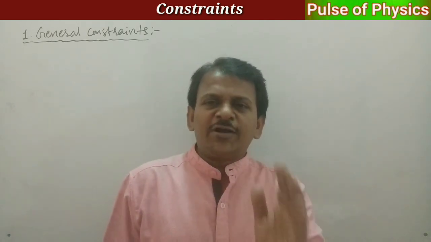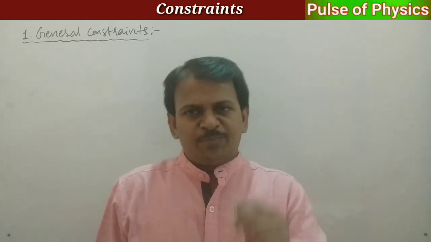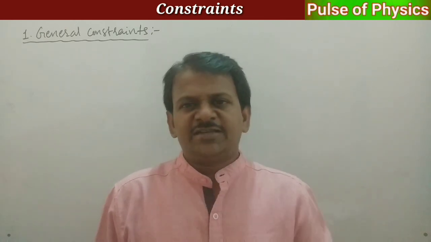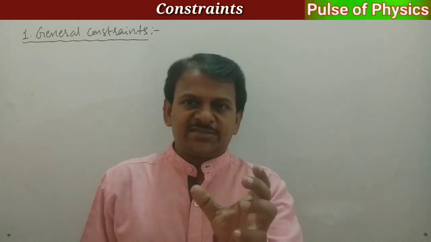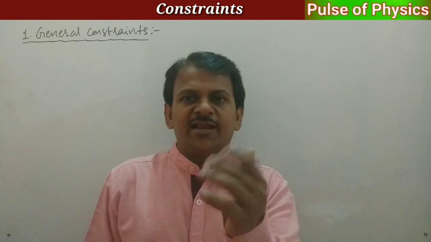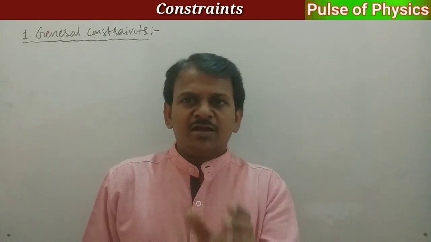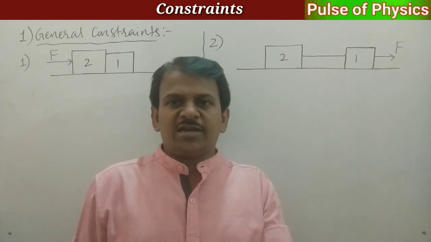Coming to the types of constraints, basically we have four types. One is general constraints, second is pulley constraints, third is wedge constraints, fourth is mixed constraints. I will discuss some shortcuts and tricks, where we will get answers without solving or deriving the equation. Let's start with the first type, general constraints.